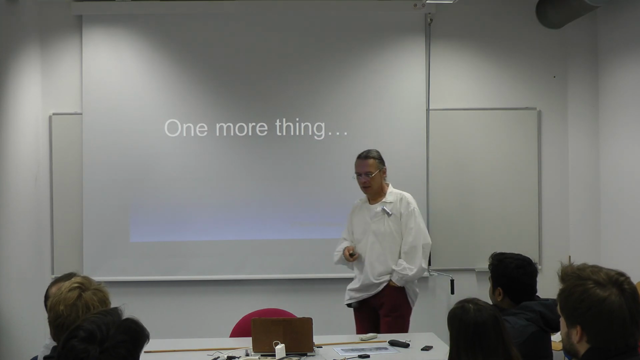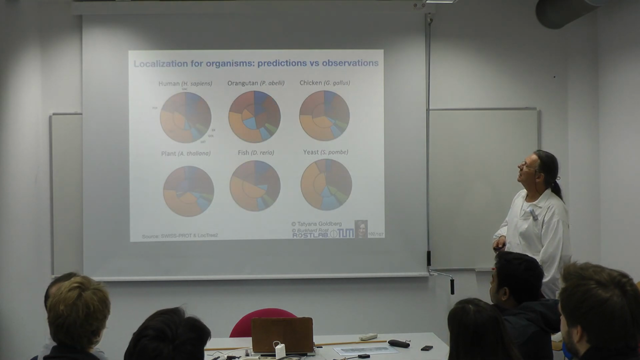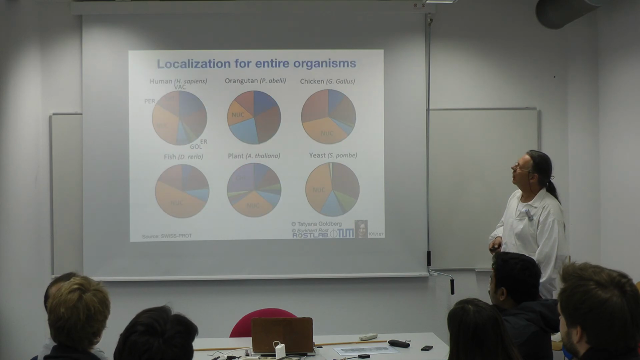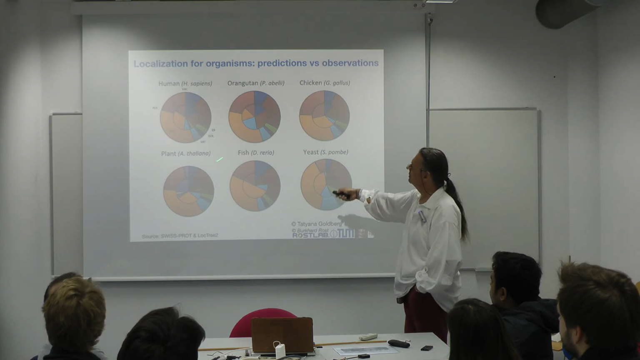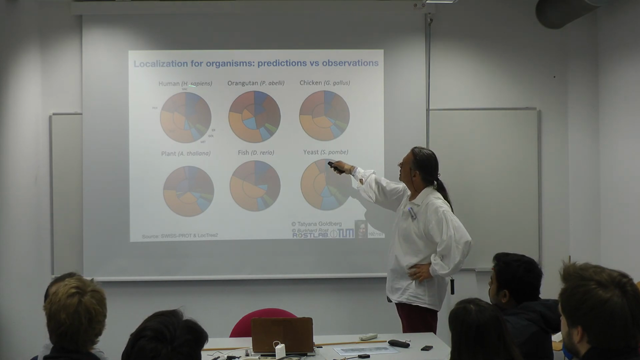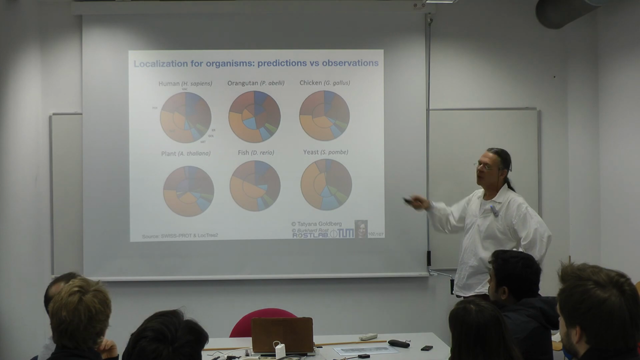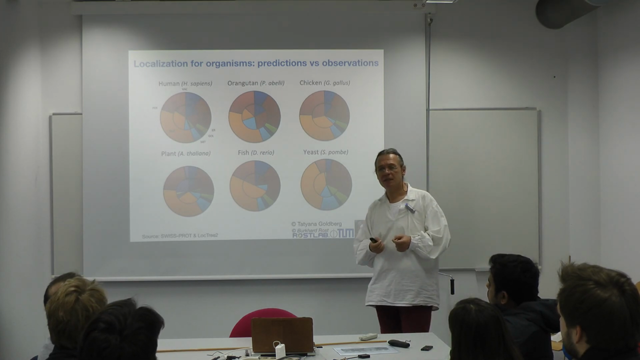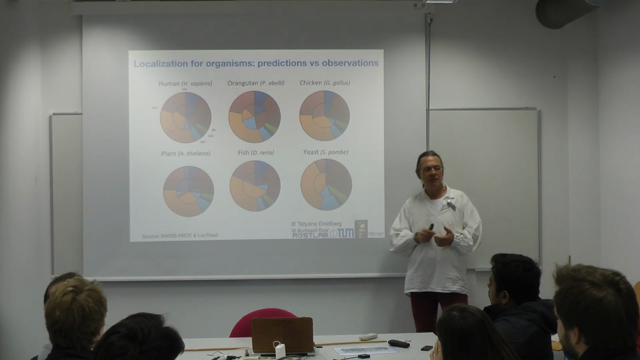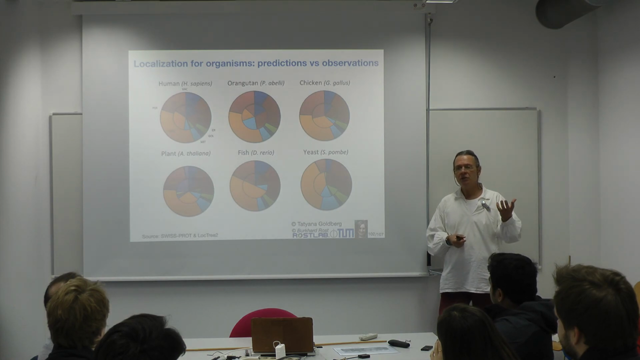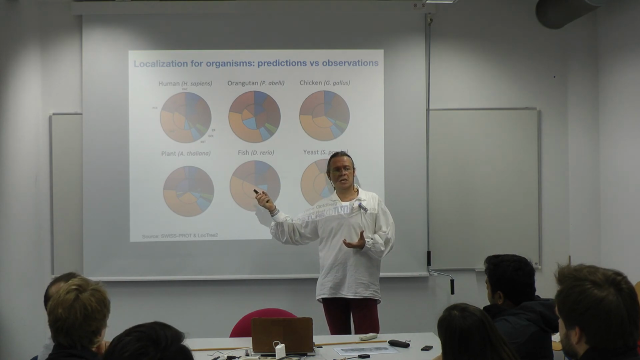One more thing. In this particular case, I'm going to just show one slide here. This is localization for entire organisms, and what you see is differences between observed and predicted. The outer perimeter is predicted, and the inner perimeter is observed. Here we have two pies that are based on different data sets. For all of these organisms, the experimental data is incomplete. So I simply take whatever I have as experimental data and use it to assume that everything that I don't have looks, in the distribution, like what I have.